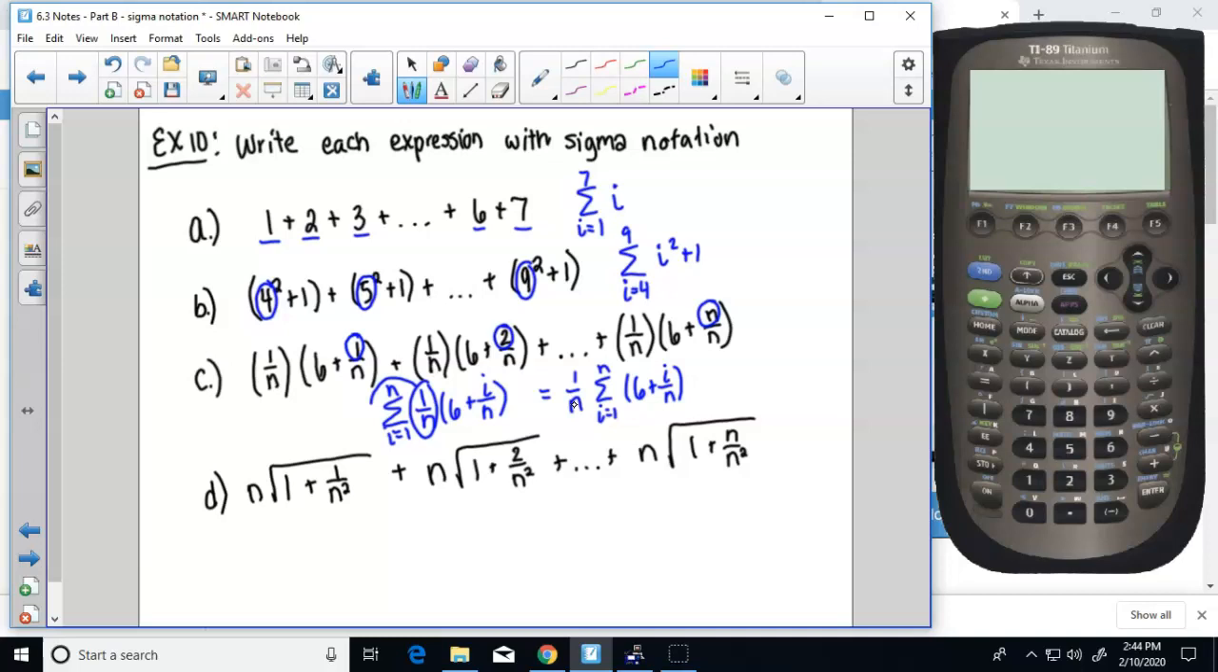Okay, and then the last one, what number is changing? The 1 over the N squared this time. That number is changing each time. So we would say, I'm going to go ahead this time, I'm going to write that N out front. The sum from 1 to N of the square root of 1 plus I over N squared. Okay, questions?